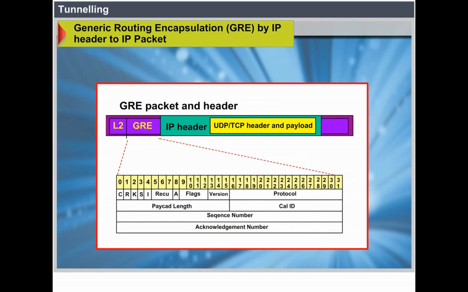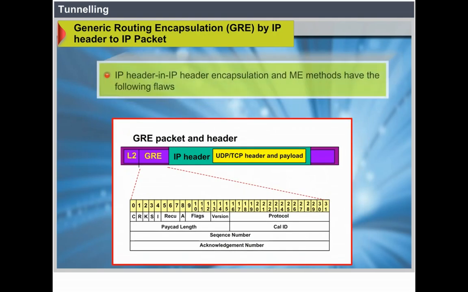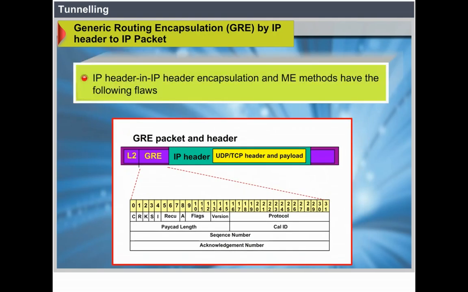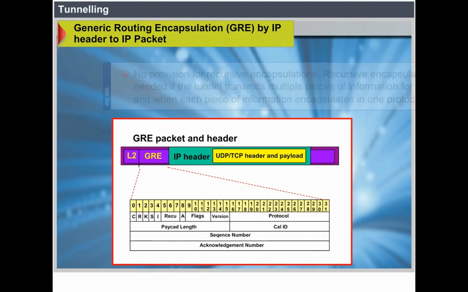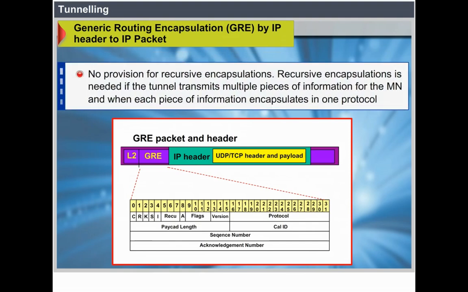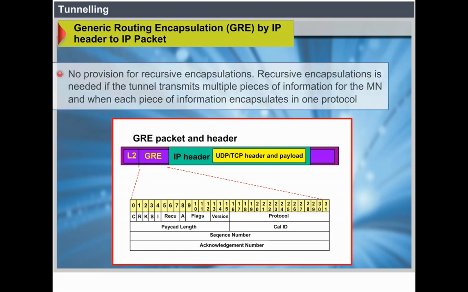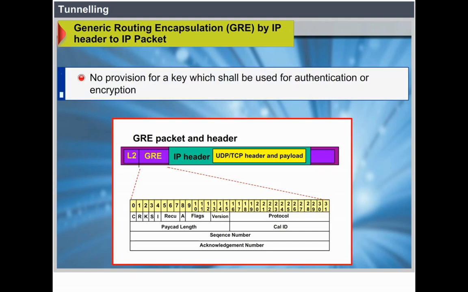Generic Routing Encapsulation (GRE) adds an IP header to an IP packet. IP header in IP header encapsulation and ME methods have the following deficiencies. Routing information for tunneling is not given. There are no provisions for recursive encapsulations. Recursive encapsulations are needed when the tunnel transmits multiple pieces of information for the MN and each piece of information is encapsulated in one protocol. There is no provision for a key that can be used for authentication or encryption.